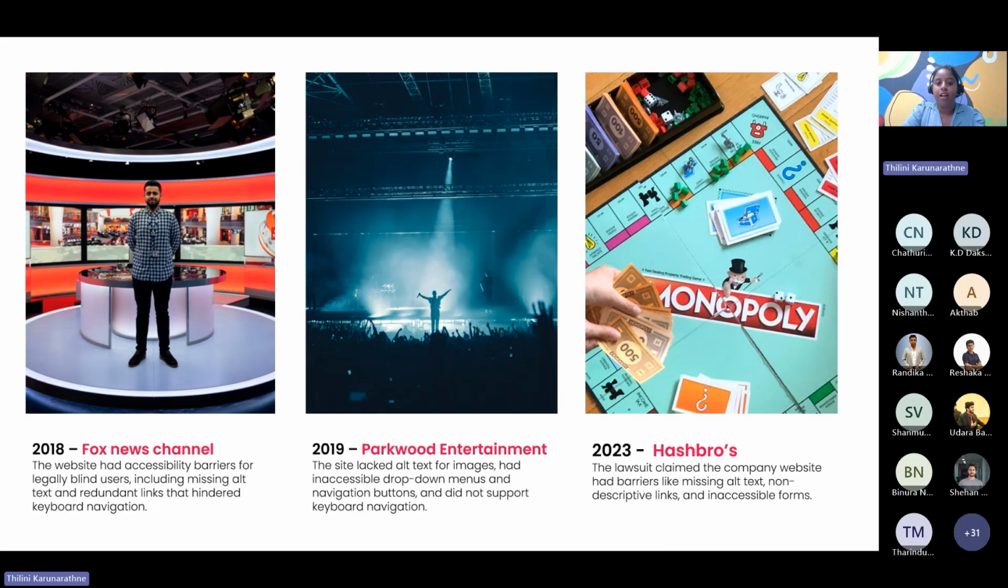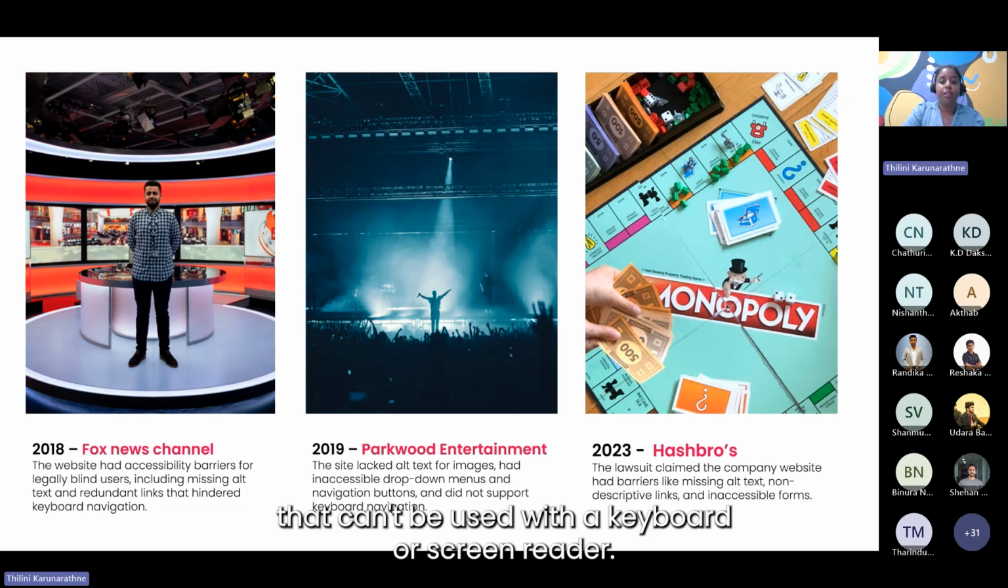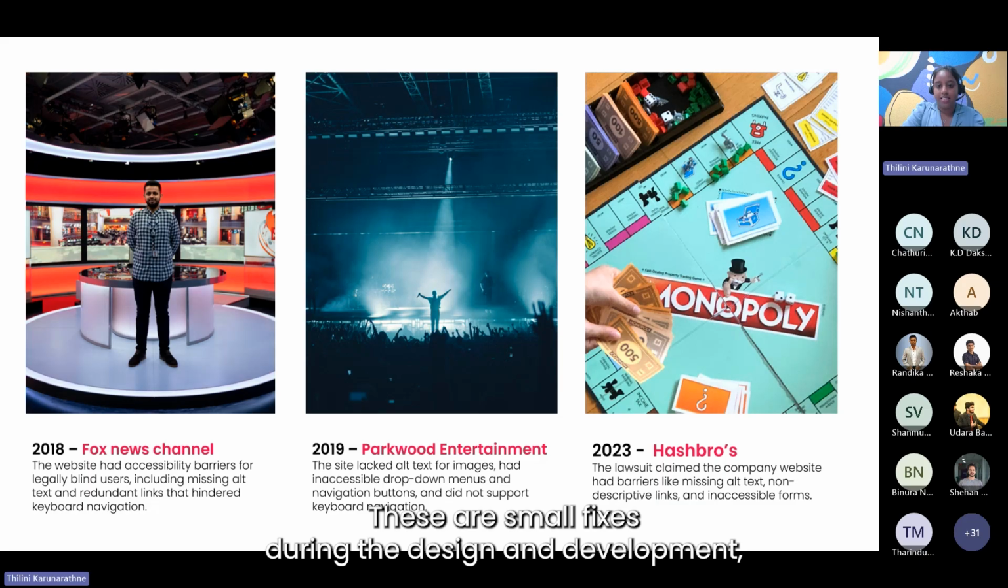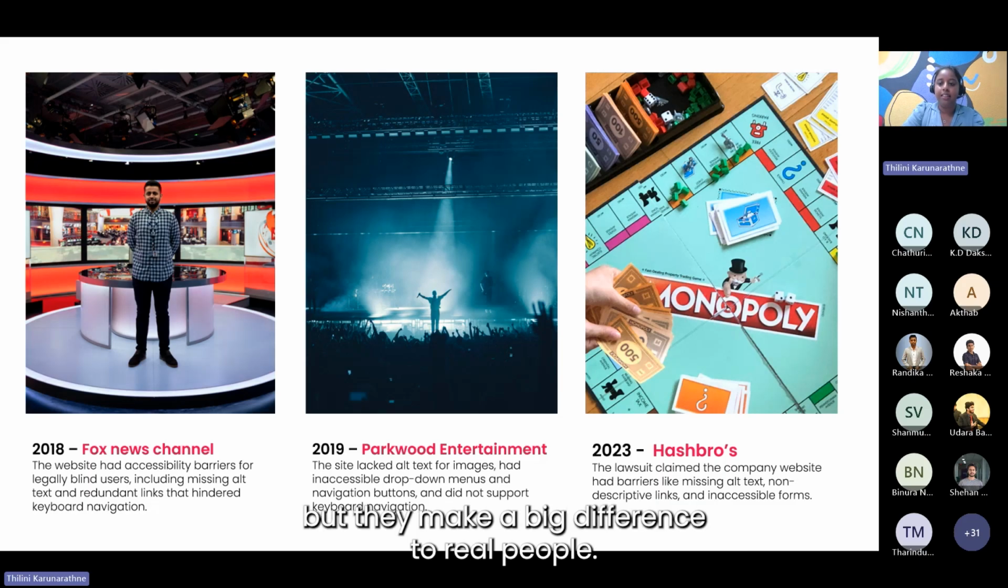Most accessibility issues are things like missing alt text for images, inaccessible forms which don't tell users what went wrong, poor color contrast, or maybe menus and buttons that can't be used with a keyboard or screen reader. These are small fixes during design and development, but they make a big difference to real people.